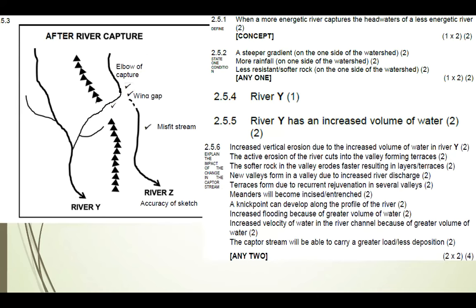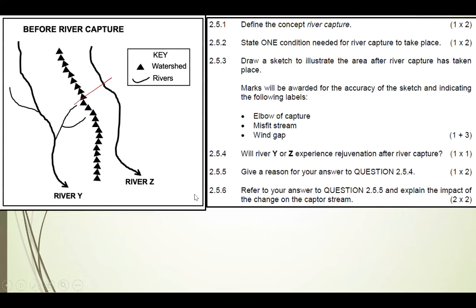So this is river Y. It is going to experience rejuvenation because it's going to gain more water. But river Z cannot rejuvenate because it has lost water, so it has lost energy. The question, give reasons for your answer. We have already given that answer. And explain the impact of the change of the captor stream. So we have already explained what will happen after a river takes water from another river.